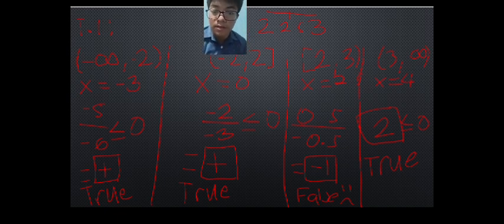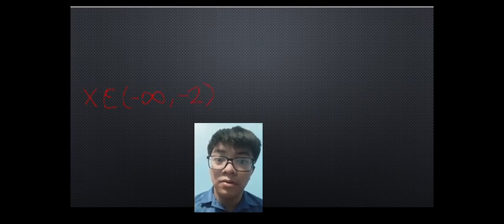So, that is true. We have true on negative infinity to negative 2, negative 2 to positive 2, and positive 3 to positive infinity. We include x equals 2 because numerator satisfies greater than or equal to 0. We must exclude x equals negative 2 and x equals 3. So our final answer is x is in the union of negative infinity to negative 2, negative 2 to positive 2 inclusive, and positive 3 to positive infinity.